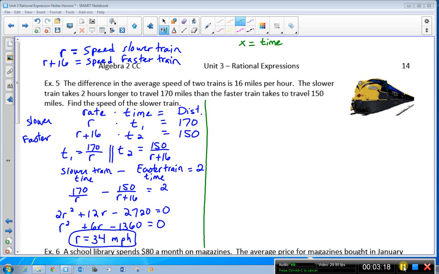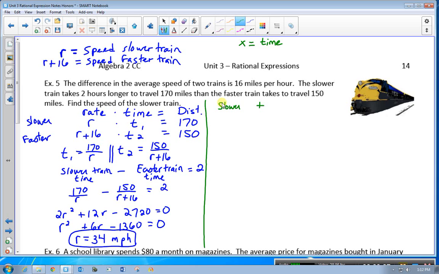So it was the slower train plus 16 should equal the faster train, okay? And that was the rates. So the slower rate plus 16 should equal the faster rate. So now I have, for the slower train, I have rate times time equals distance again.